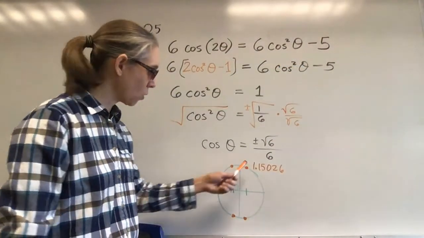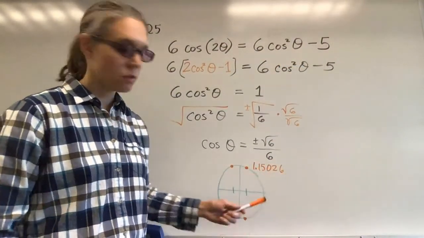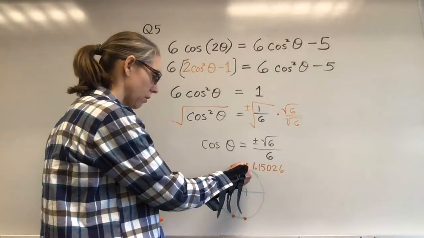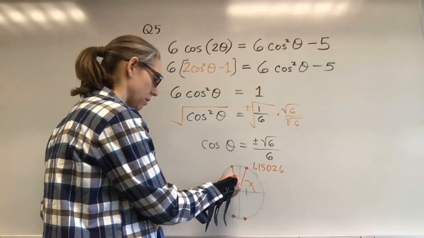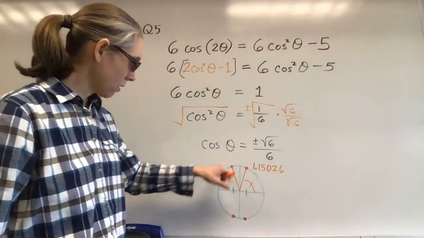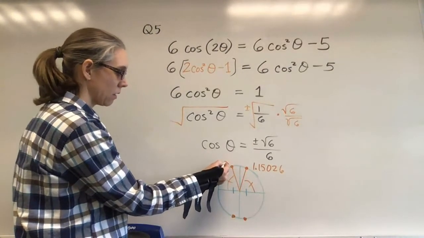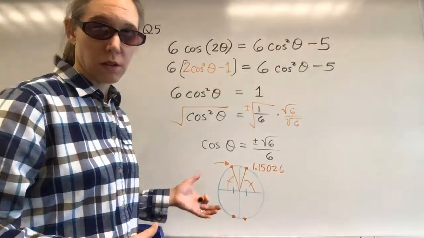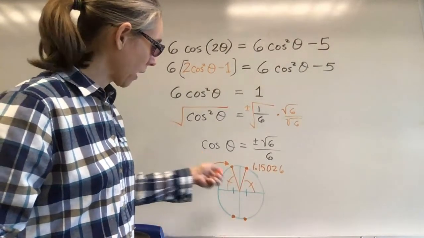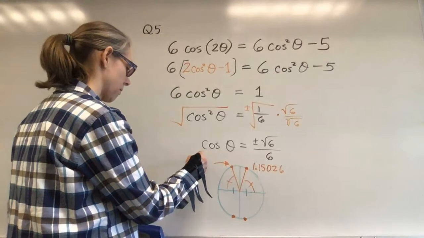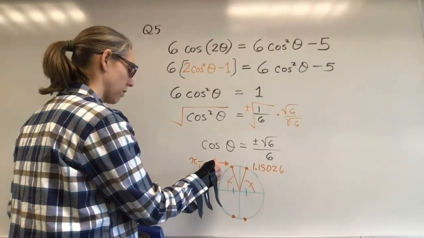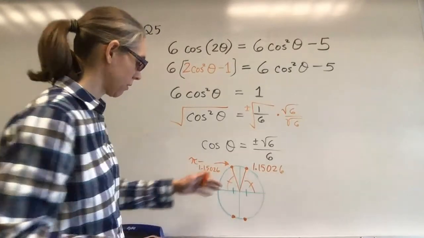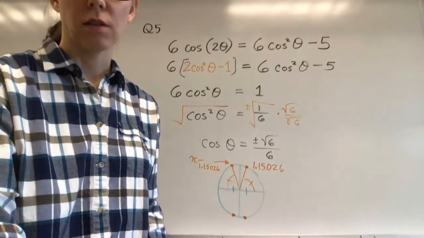So I've written 1.15026. This angle right here is going to be congruent with this angle right here. So this value right here I can get using arc cosine, or I could just take pi and from pi subtract 1.15026. So let's do it both ways so you can see that.